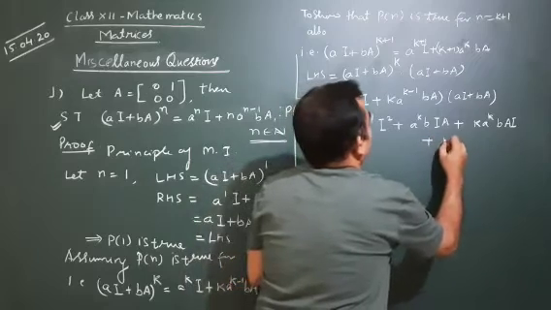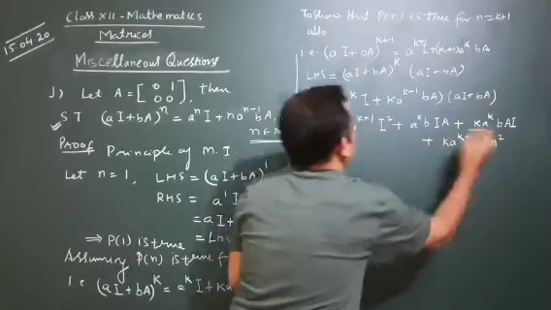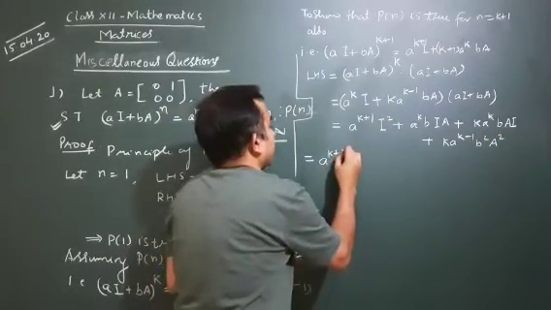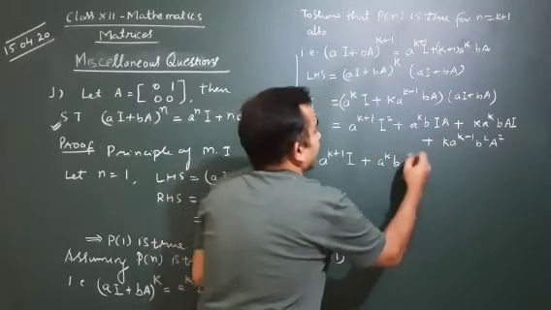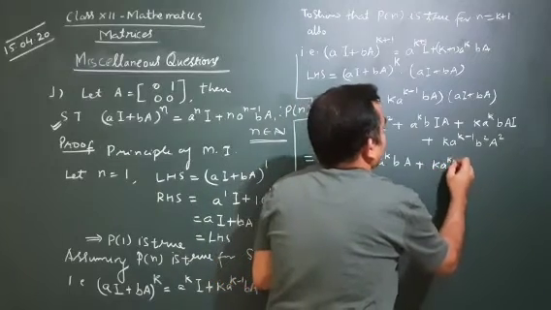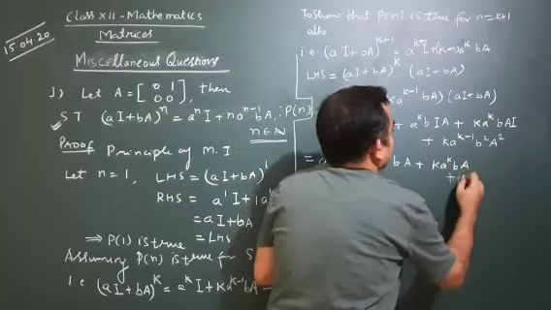plus k a to power k minus 1 b square a square, right? This becomes a to power k plus 1 I plus a to power k b I a is a plus k a to power k b ai is a, and plus this certain term as it is I am copying.